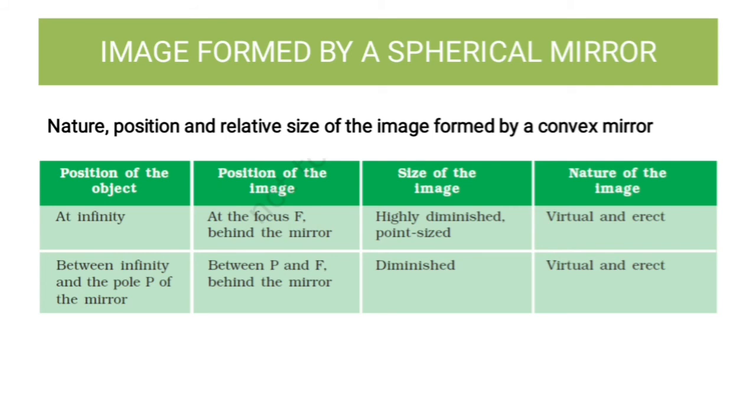Now if you bring the object closer, anywhere between infinity and the pole, the image will be formed between pole and focus. It will be diminished, but the nature will again be virtual and erect. So the nature will not change, only the size will increase compared to the earlier case. It will be diminished, not highly diminished. So these are the only 2 cases for a convex mirror.